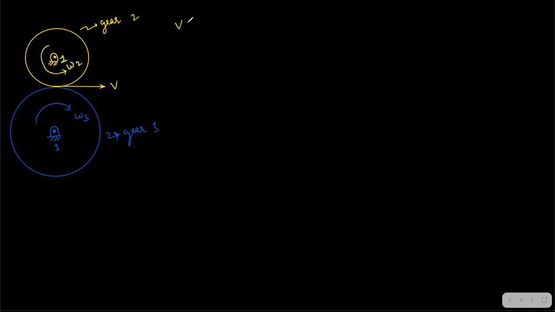Usually we know V is equal to R omega, right? So now what is R? R is the distance from the center, the distance from the center to the point of contact, of this gear, I can say that.